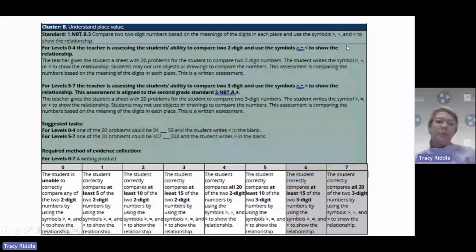This is the portfolio rubric guidance for Standard 1.NBT.B.3. Compare two-digit numbers based on the meanings of the digits in each place and use the symbols greater than, equal, and less than to show the relationship. To assess this standard, the teacher will assess the student's ability to compare two-digit numbers using the symbols greater than, equal, less than to show the relationship.